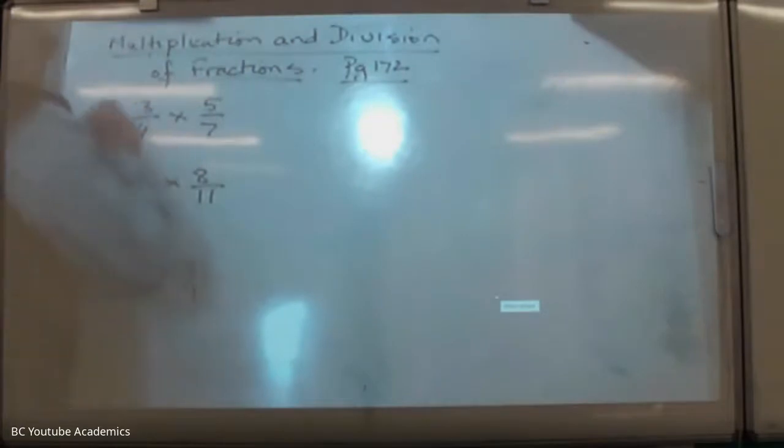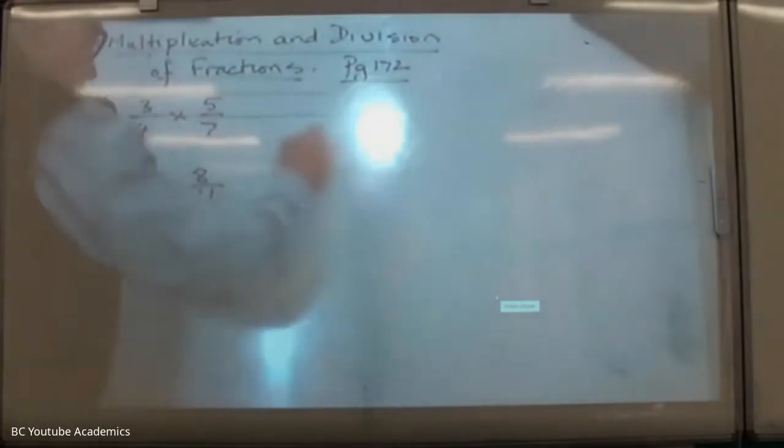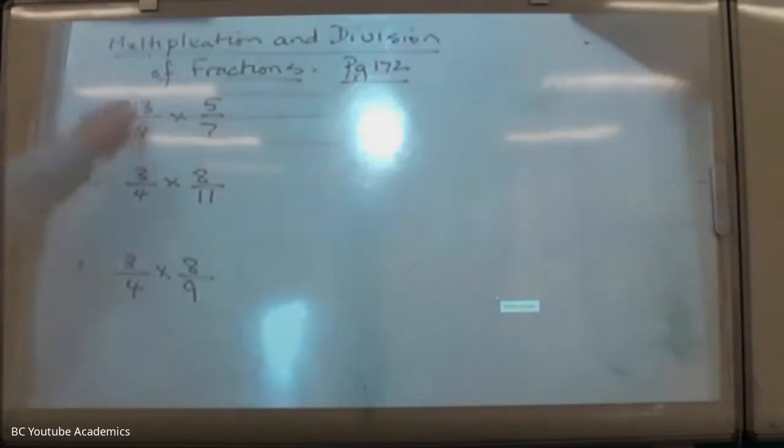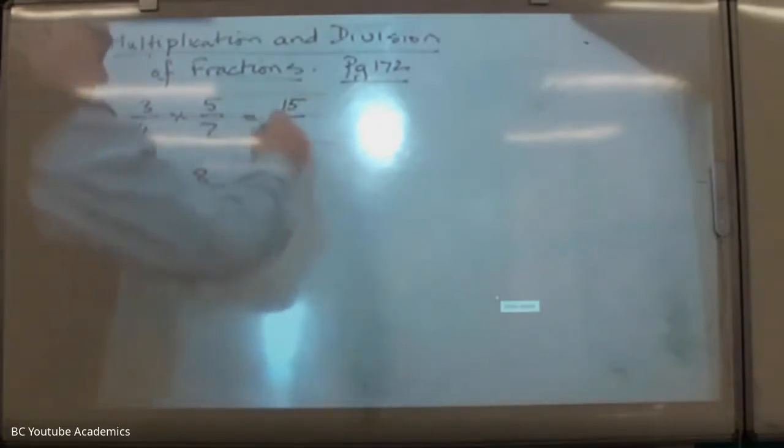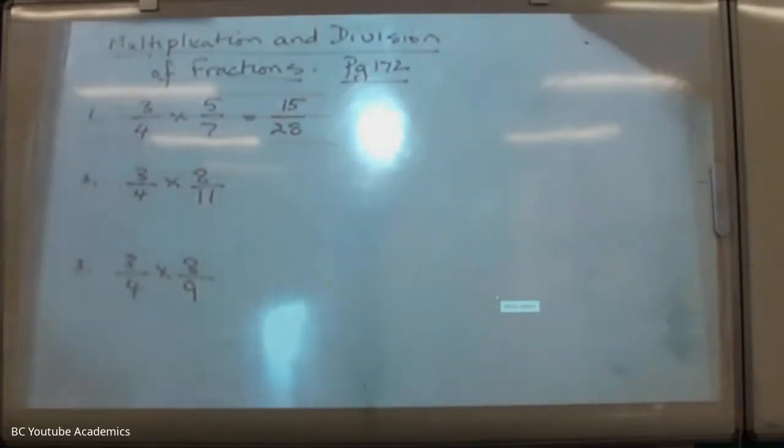We simply multiply the top numbers and multiply the bottom numbers, and our result is exactly that. 3 times 5 is 15, and 4 times 7 is 28, and my answer is 15 over 28 as a fraction. Notice that there is no common factor for those two numbers. This is in its most simple form, and that is my final answer.